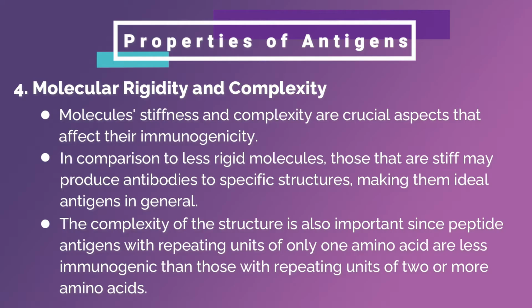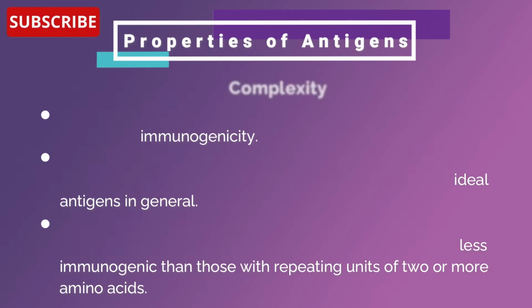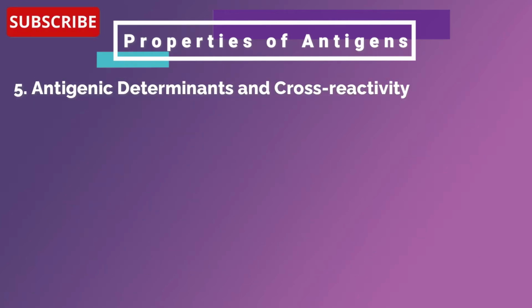Peptide antigens with repeating units of only one amino acid are less immunogenic than those with repeating units of 2 or more amino acids. Number 5. Antigenic determinants and cross-reactivity.